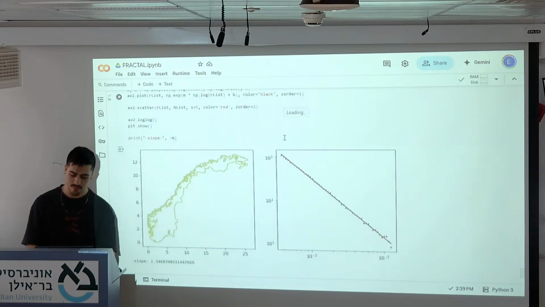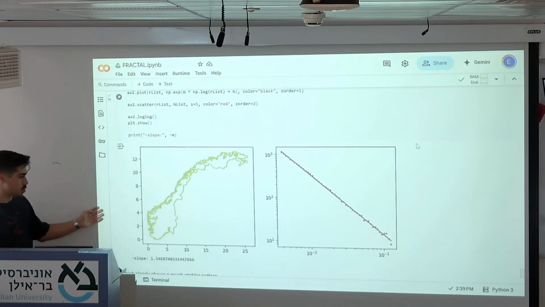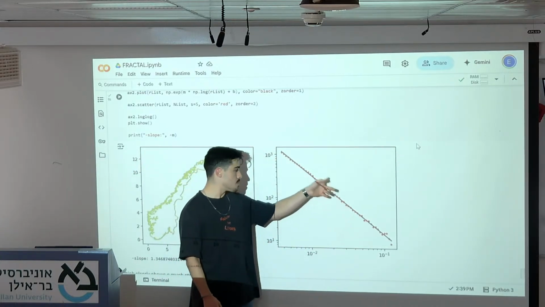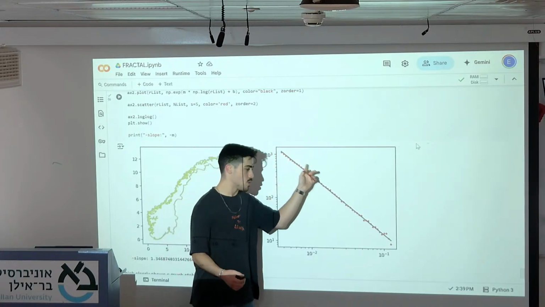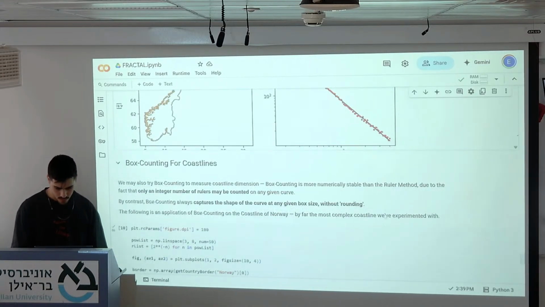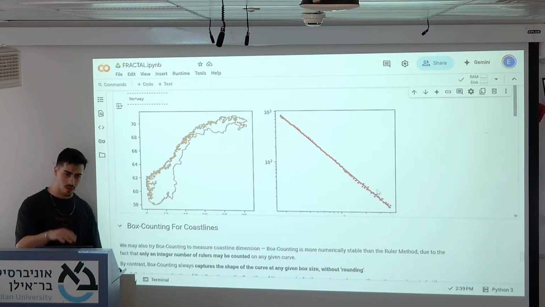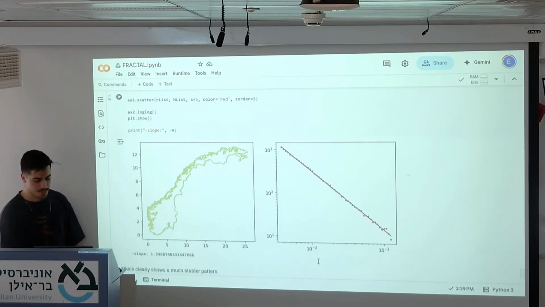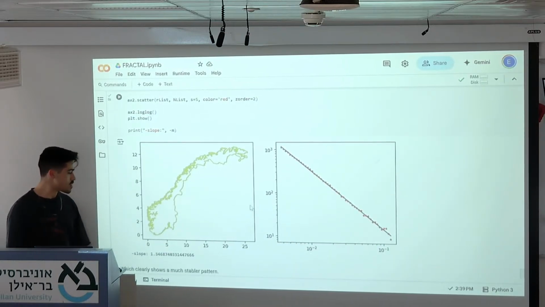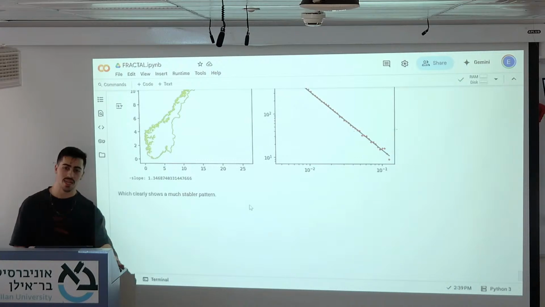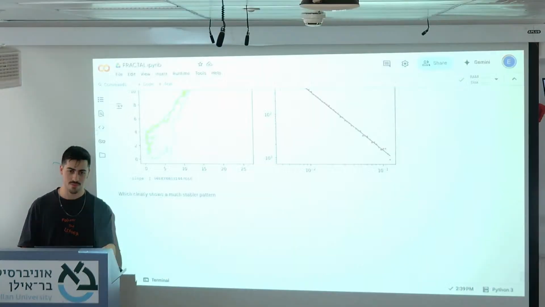Oh, I did this for Norway. Okay, so you can see this is much more stable, especially as we get here. This is very numerically stable and goes very tightly around the trend line, okay? And here we see the comparison for Norway with the ruler method. You see that it goes up and down, and even here it's not very stable. This is better. It gives a similar result of 1.34. And it clearly shows that the box counting method is much more stable and much more accurate.